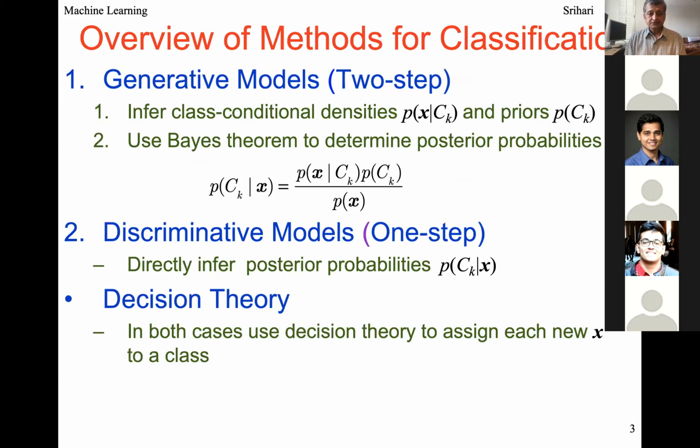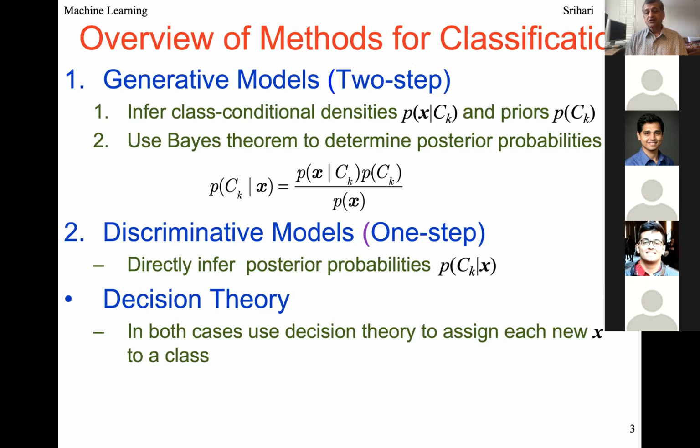So these methods for classification can be divided into generative models or discriminative models. Generative models are two-step. In the first step, you infer class conditional densities and priors. So you would say, well, your classes C sub k, k is a subscript for the class number. And so we infer the distribution of X, whatever you're observing, under each class. So that's P of X given Ck.